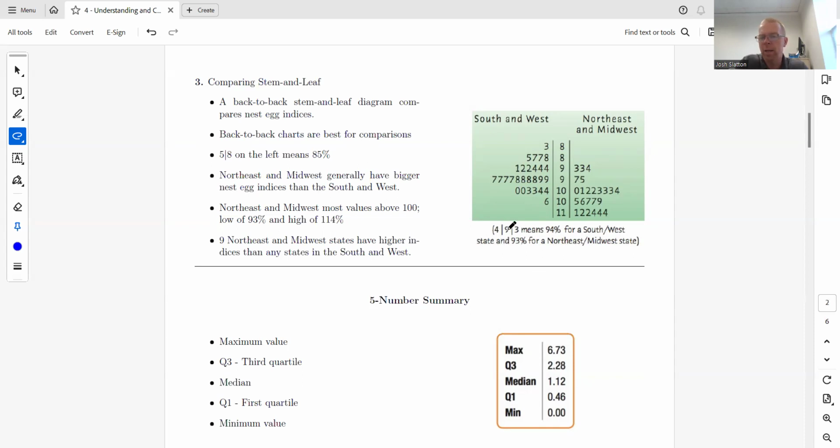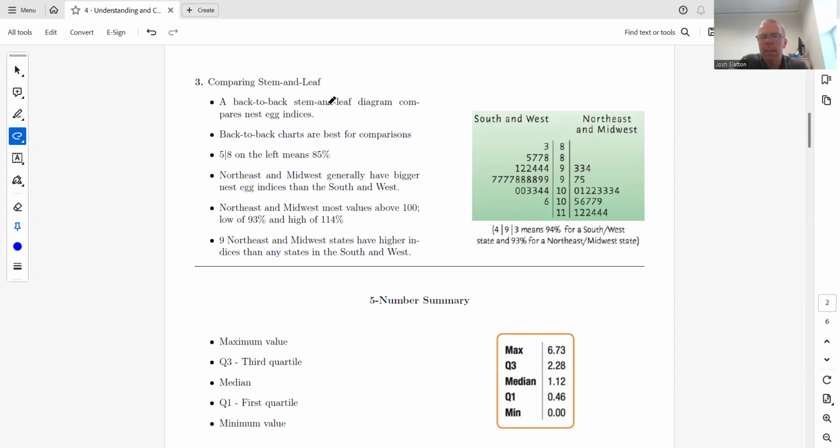So 4/9/3 means 94 for the left group and then 93 for the right group. So in this case, the middle column, when you have a back-to-back stem and leaf, the middle column will be your tens digit or whatever the left digit is.